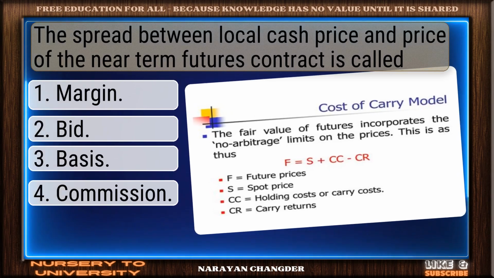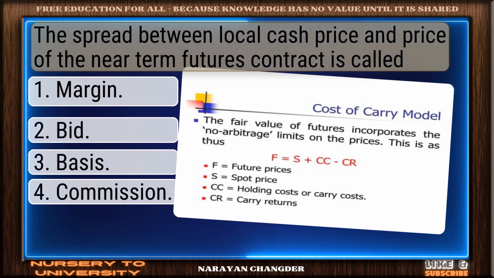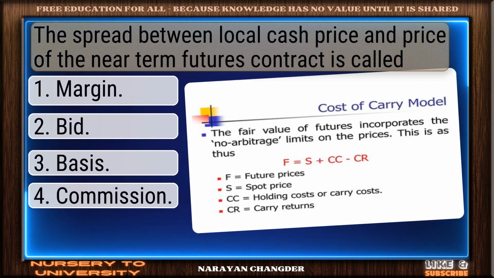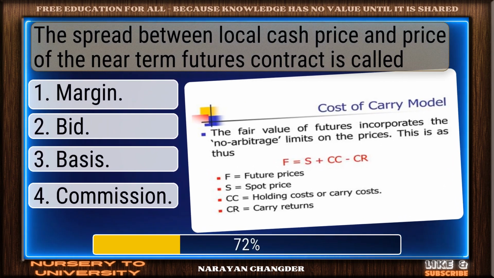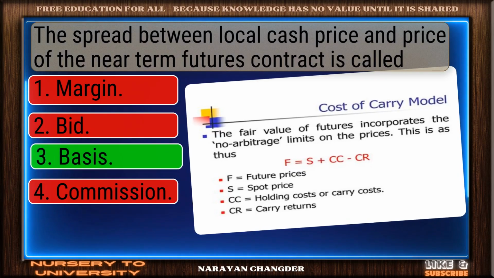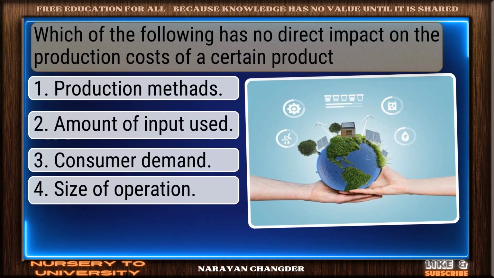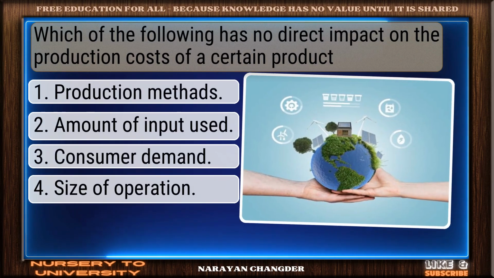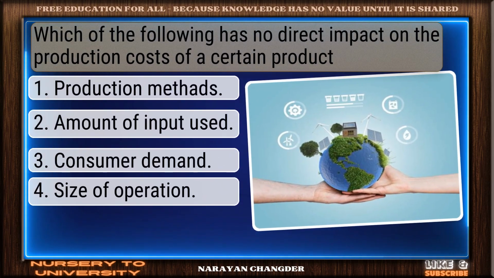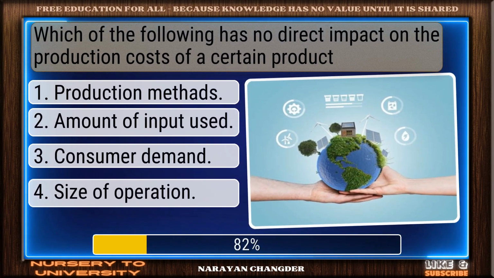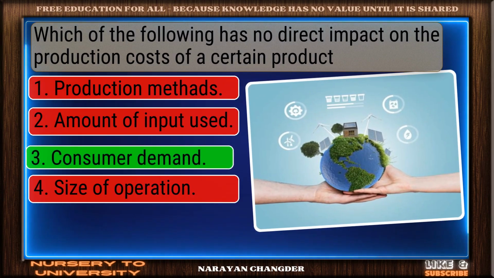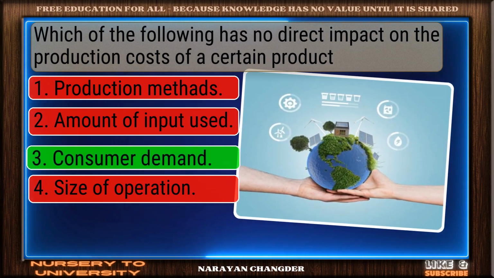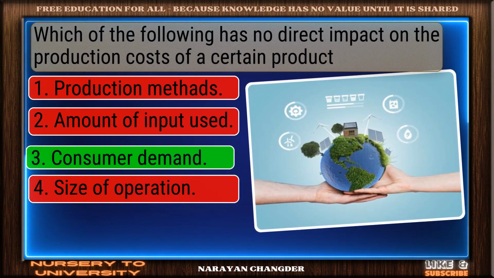The spread between local cash price and price of the near-term futures contract is called? On-track basis is the correct answer. Which of the following has no direct impact on the production costs of a certain product? Excellent choice. Consumer demand is the right answer.